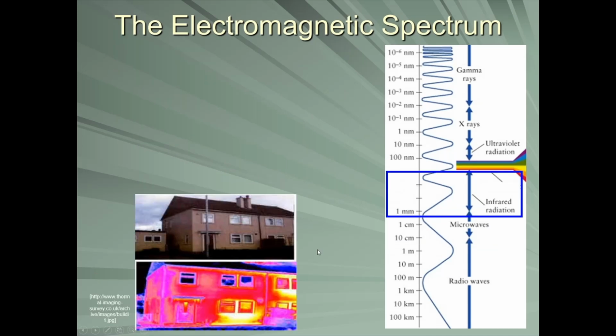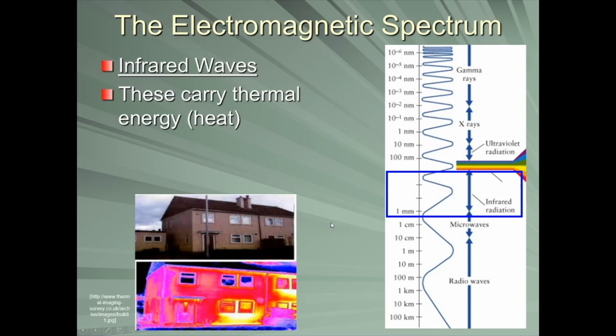And then let's talk about infrared waves. Infrared waves are waves that carry thermal energy as heat. Infrared is just underneath visible light, right? Keep in mind there are animals that can see infrared, like some birds and some reptiles. What that basically means is that they carry thermal energy or heat. So anything that has heat is going to be giving off infrared waves.